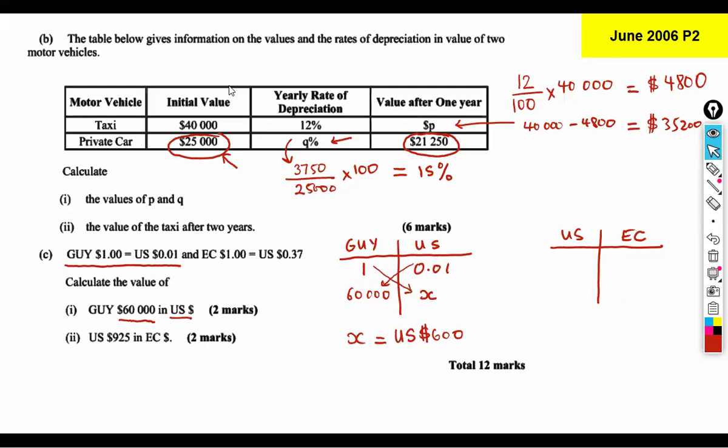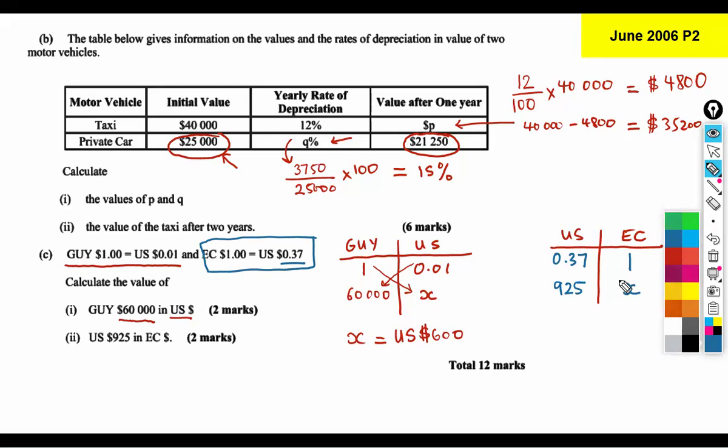Right. And the other one, they gave you the exchange rate again, so it's not like they're trying to pull any tricks on you. The US portion is 0.37, and that is equal to 1 EC. So 1 EC is equal to this. They gave you that. And then they tell you, hey, you have 925 US dollars converted to EC.